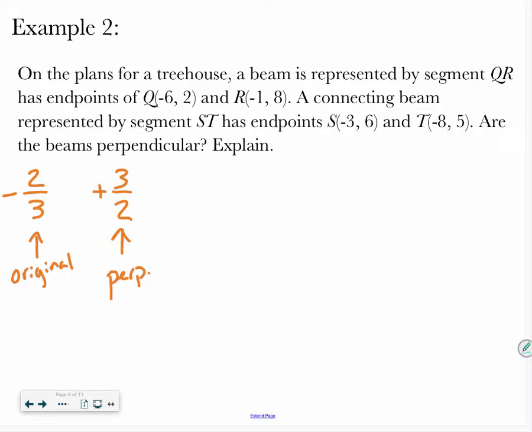Now let's try to find our slopes so we can compare them and see if these beams are perpendicular.